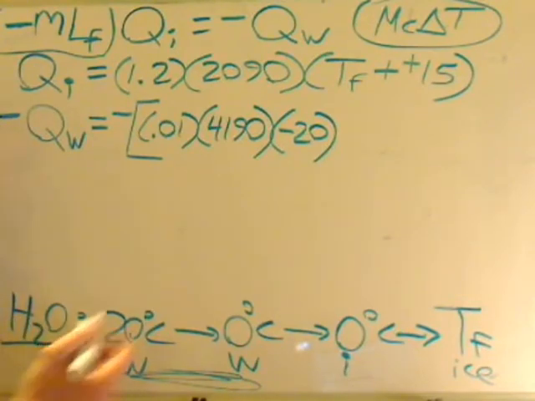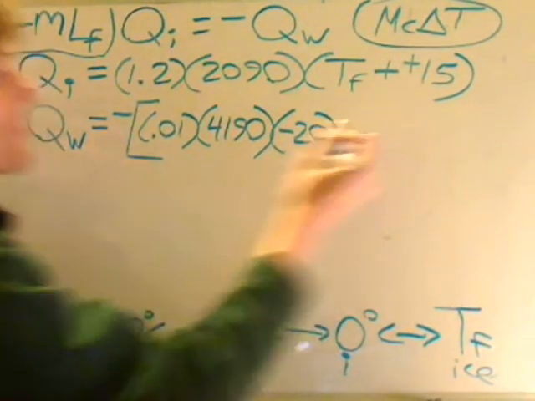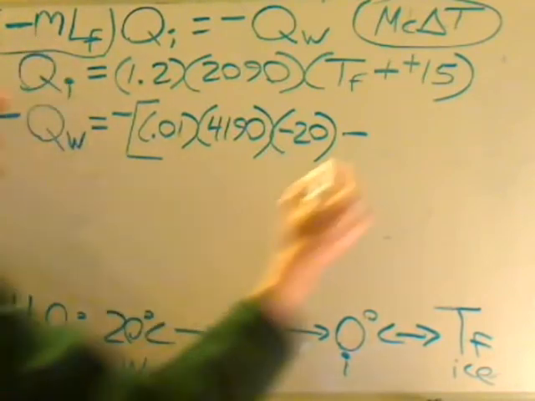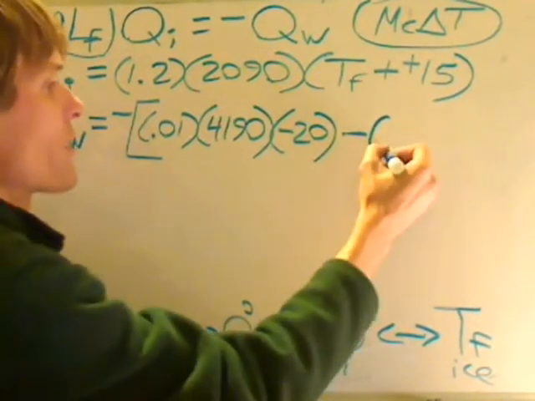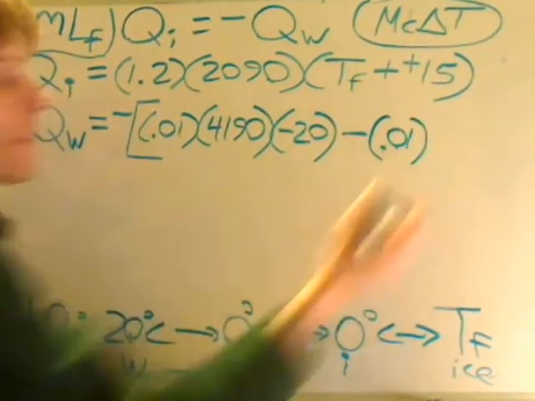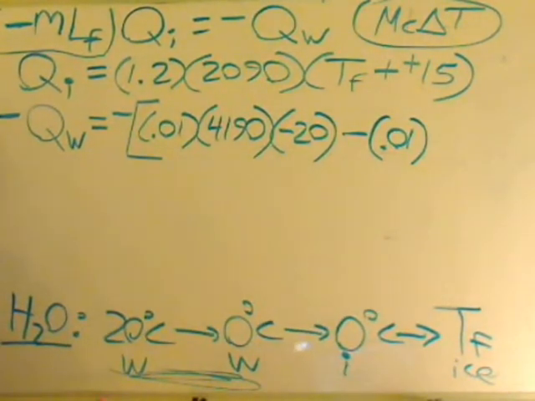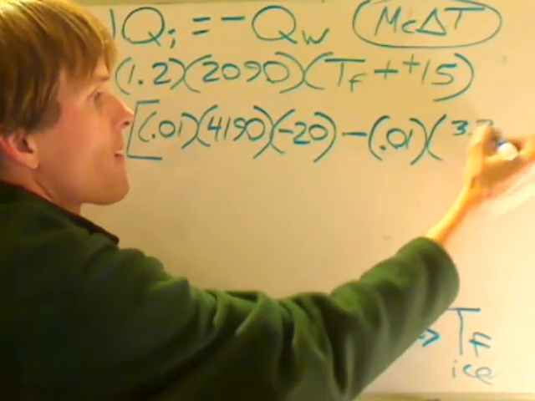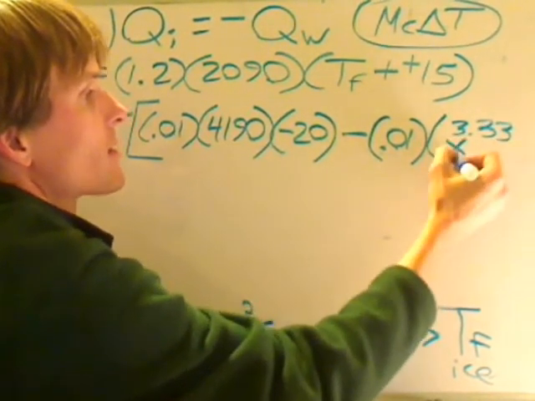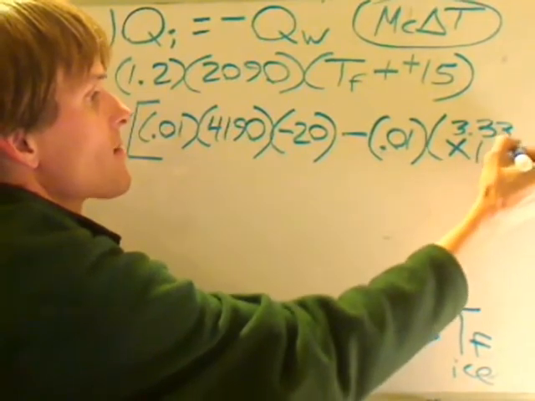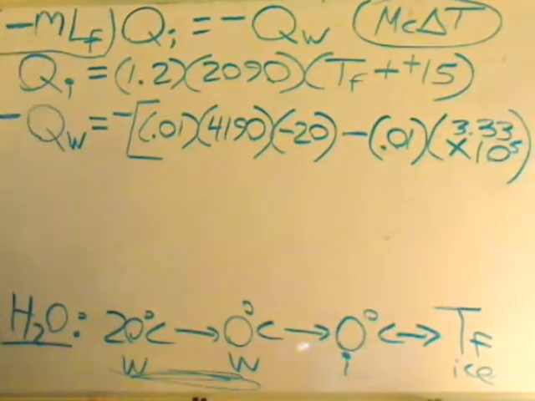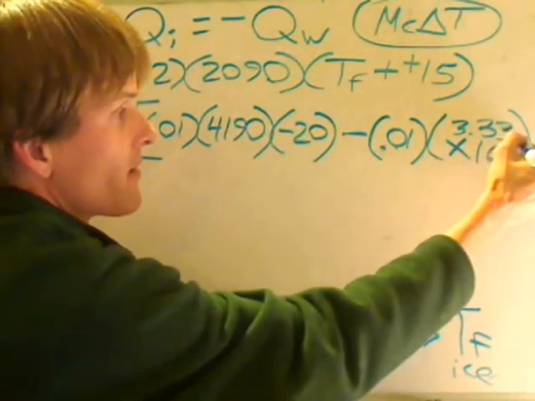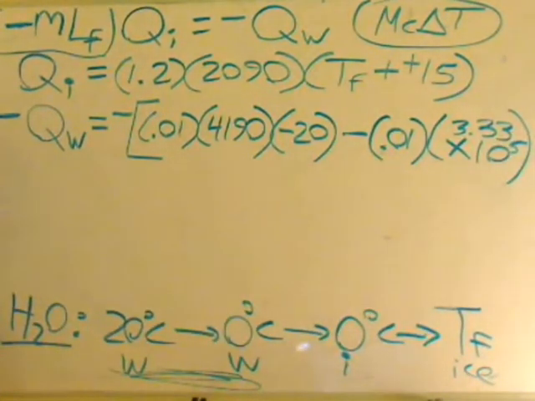Therefore we have negative mass of our water, which is 0.01, times the heat of fusion of ice, which is 3.33 times 10 to the 5th. Okay, so that's a 5 there. Sorry about my handwriting.